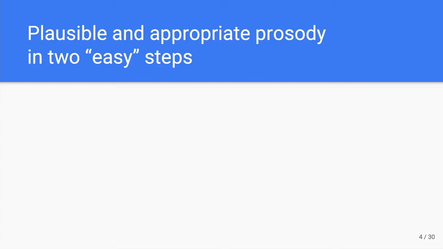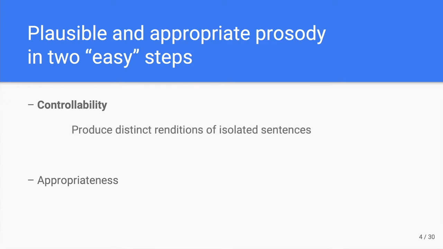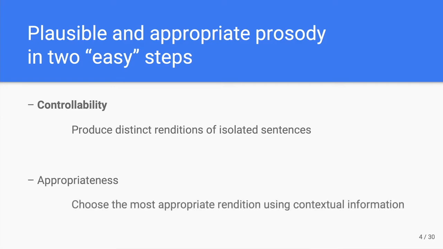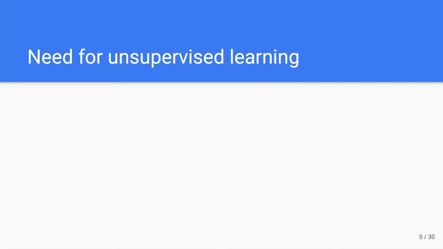For this reason, we split the problem in half: controllability and appropriateness. In this paper, we approach controllability, where we attempt to produce distinct renditions of isolated sentences. The idea being that for any given sentence, we would then have the ability to produce the appropriate rendition, even if we don't know which is the right one. That would be the task of appropriateness, where the goal would be to predict the most appropriate rendition, relying on context information. In order to model prosody and drive such a controllable system, we have a need for unsupervised learning.